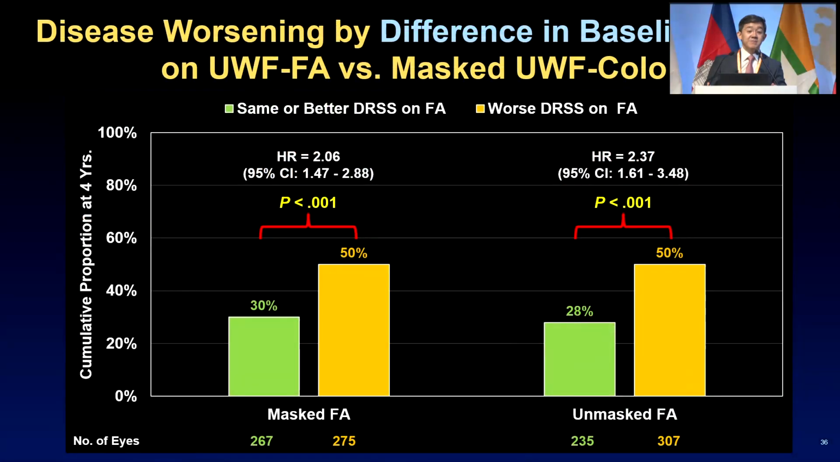So what does that mean? How does this impact our care? So this graph shows disease worsening by the difference in baseline DRSS on ultra-wide field FA and color. So you can see when the eye had more severe DR on the ultra-wide field FA image, the risk for worsening is much higher.